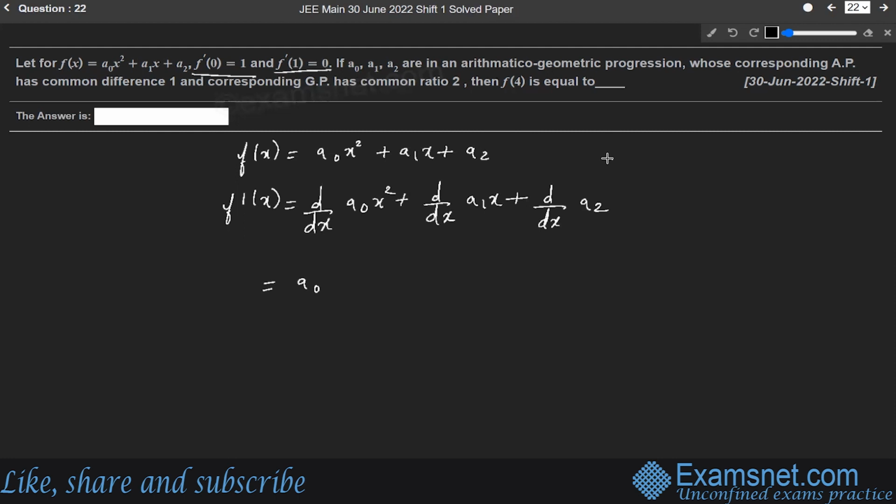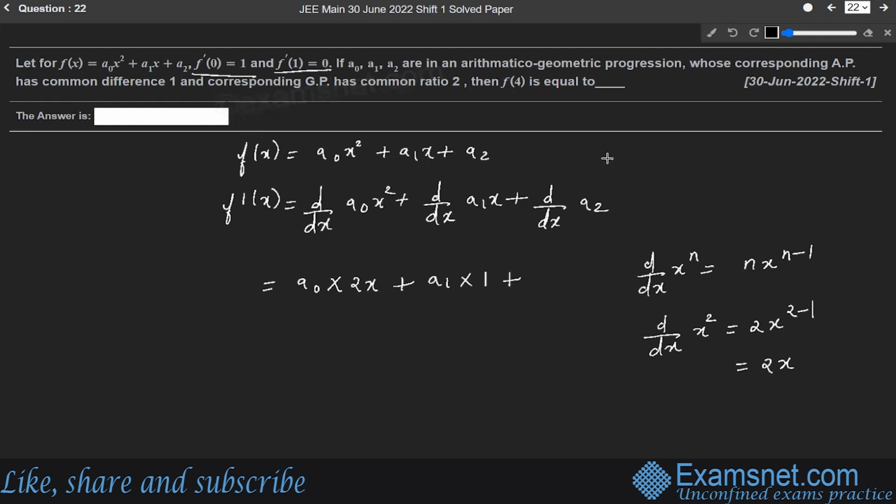Now d by dx of x square. For this we have to use a formula which is d by dx of x to the power n is equal to n into x power n minus 1. So d by dx of x to the power 2 will be 2 into x power 2 minus 1. So it is 2 into x, right? So we have a0 into 2x plus d by dx of a1 x. Again, a1 is a constant. So d by dx of x is 1 plus d by dx of a2. Since it is a constant, its differentiation will be 0. So we have 2 a0 x plus a1, right? This is the value of f dash x.